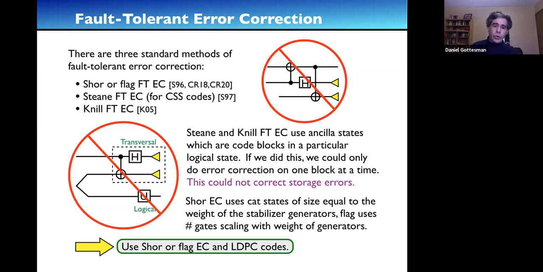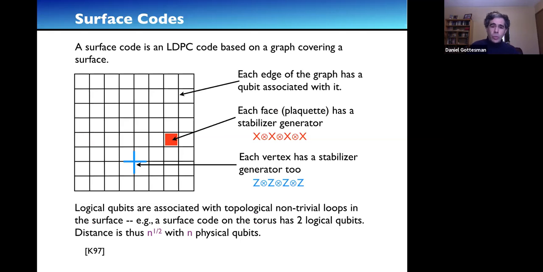Okay, so we've decided that we want to use an LDPC code. So what do we have available? Well, one family of codes, as I said, that's very popular, is the surface code. So the surface code is an LDPC code which is based on a graph on a two-dimensional surface. So for instance, in the figure here, I've drawn a square lattice, and the qubits in this lattice are located on the edges of the lattice.